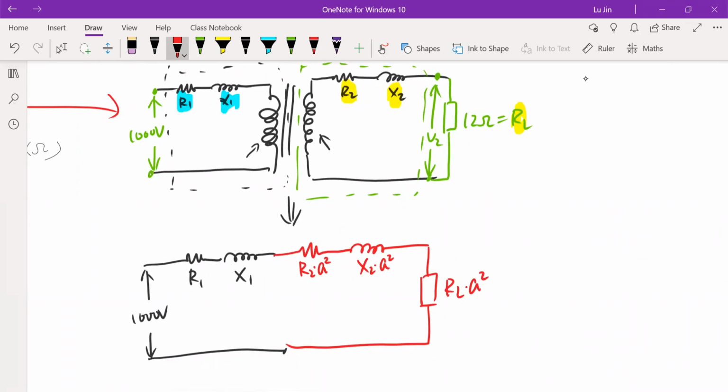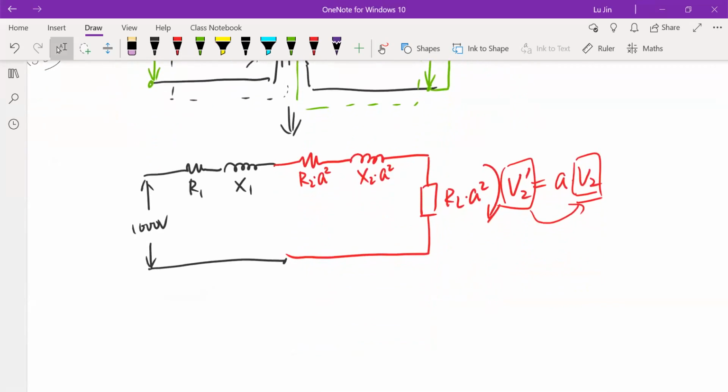So in this equivalent circuit, we want to determine the voltage across this equivalent load. The voltage is denoted by V2 prime, because 2 means the secondary side. V2 prime is equal to the turns ratio times V2. Of course, for part A the target is to determine V2, but here we temporarily determine V2 prime first. After determining V2 prime, we calculate V2. This is the whole idea.